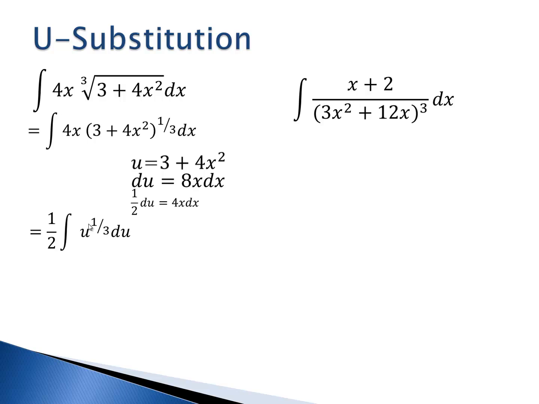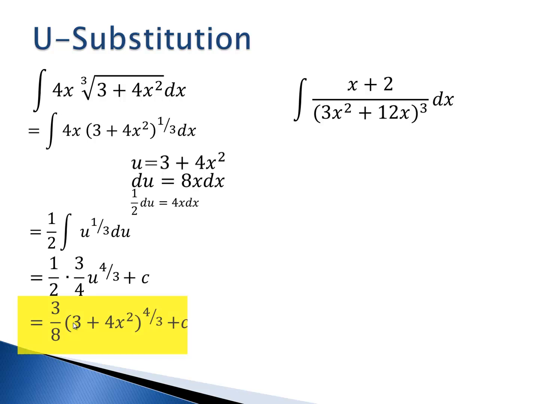We've got our power rule to handle that u to the 1/3. So we'll increase that power by 1, 4/3, and divide by that power, or multiply by its reciprocal, that's 3/4. Alright, so that's 1/2 times 3/4, multiply the tops and bottoms, and we get 3/8 times 3 plus 4x squared. That was our u, putting that in for the u to get our original x's back. Since we made up u, we don't want u's in our answer, we want x's in our answer. And all of that to the 4/3, and then plus c.